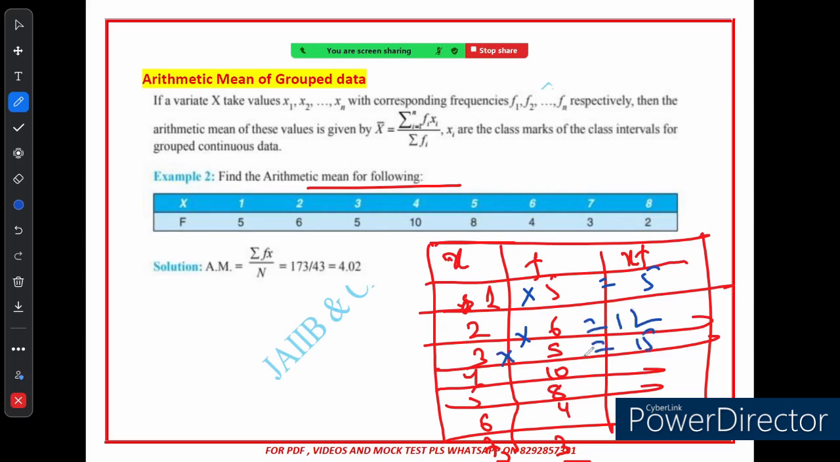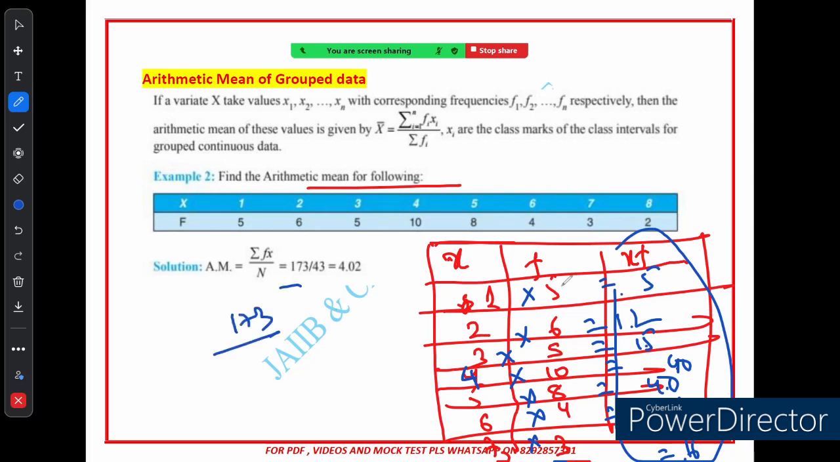will be 15, 4 into 10 will be 40, 5 multiplied by 8 will be 40, 6 multiplied by 4 will be 24, 7 multiplied by 3 will be 21, 8 multiplied by 2 will be 16. Now you add all these: 5 plus 12 plus 15 plus 40 plus 40 plus 24 plus 21 plus 16, you will get 173.